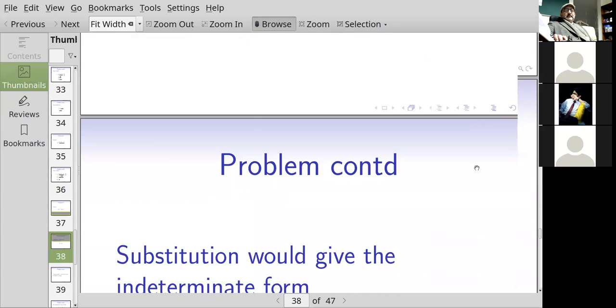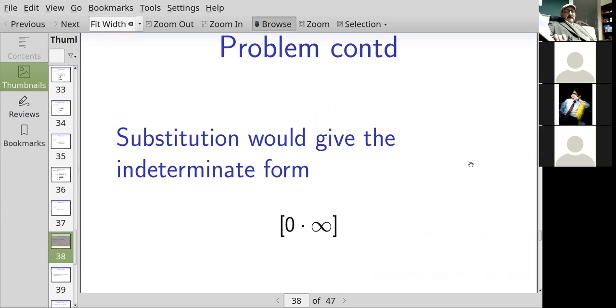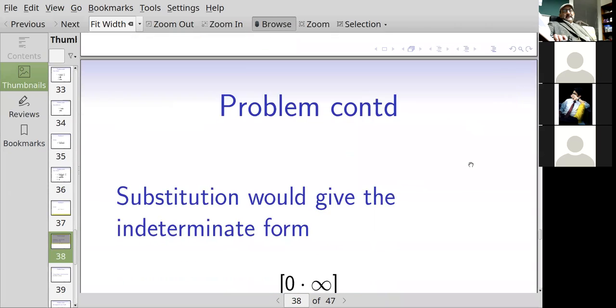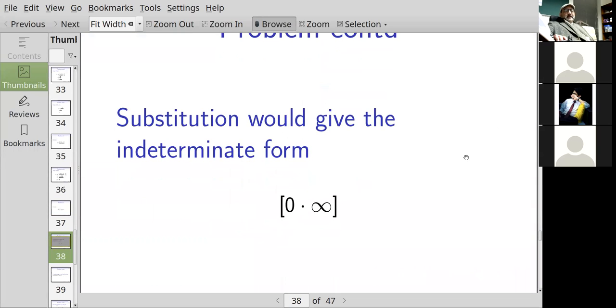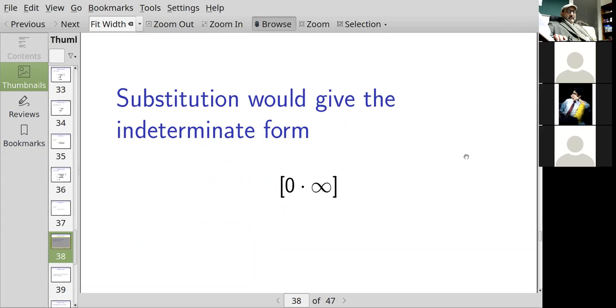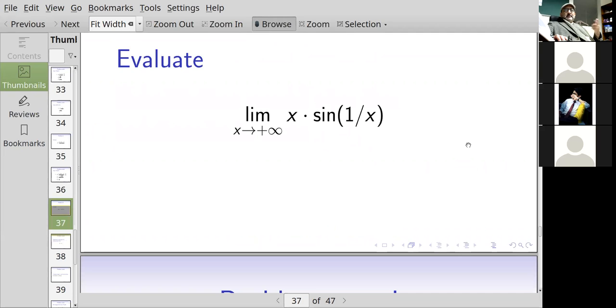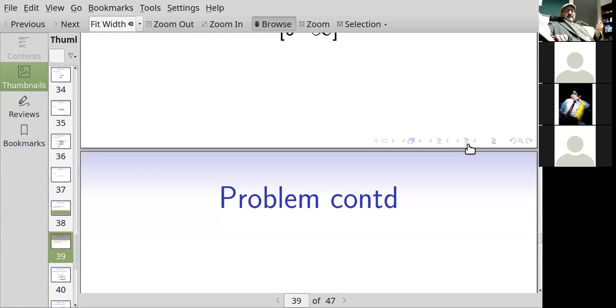Okay. All right. So substitution would give us this indeterminate form. The first term is going to infinity, the x is going to infinity, and the sine of 1 over x is going to 0. So I get this indeterminate form 0 times infinity. Okay? L'Hopital's rule does not handle that. L'Hopital's rule deals with 0 over 0, or it can handle infinity over infinity. It doesn't help you with 0 times infinity. But what you can do is some algebraic manipulation so that you turn this problem into a problem that can be handled. Okay, so this is what you do.